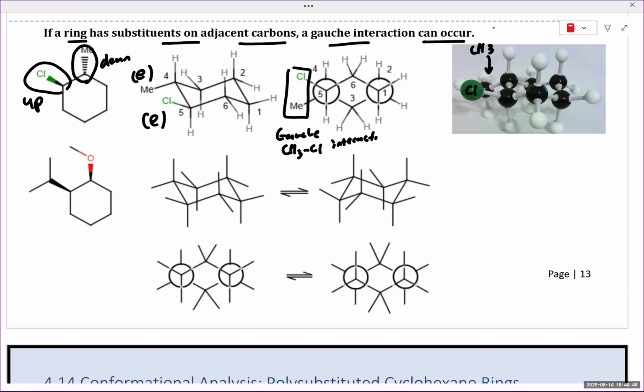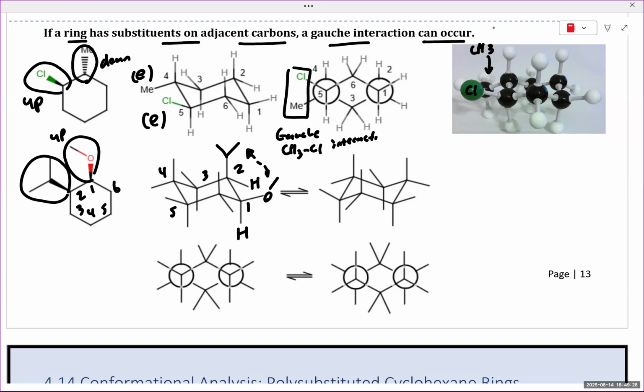So, in this case, let's take a look. I'm going to label my carbons as follows. It's completely arbitrary. You can pick any carbon numbering method you want. I'm going to number it this way, counting counterclockwise, just to make the Gauche interactions a little easier to see. Both of these substituents are wedged, so both of them are pointing up. So we have our ether group pointing up, the isopropyl group pointing up, and as we can see, we have a Gauche interaction between the isopropyl group and the ether group.